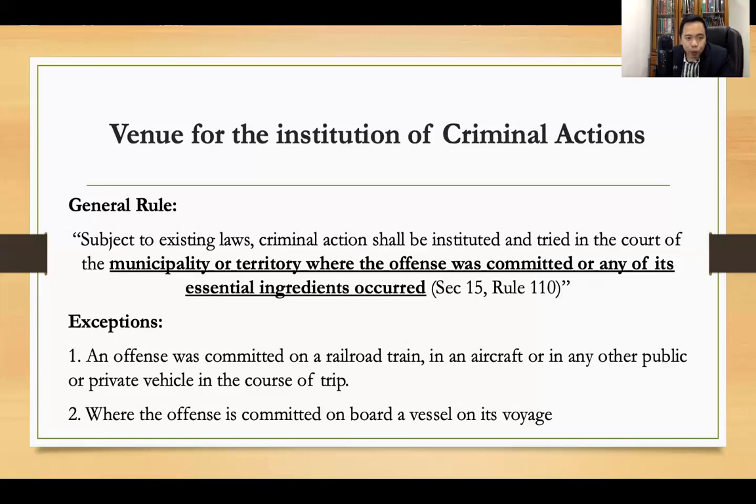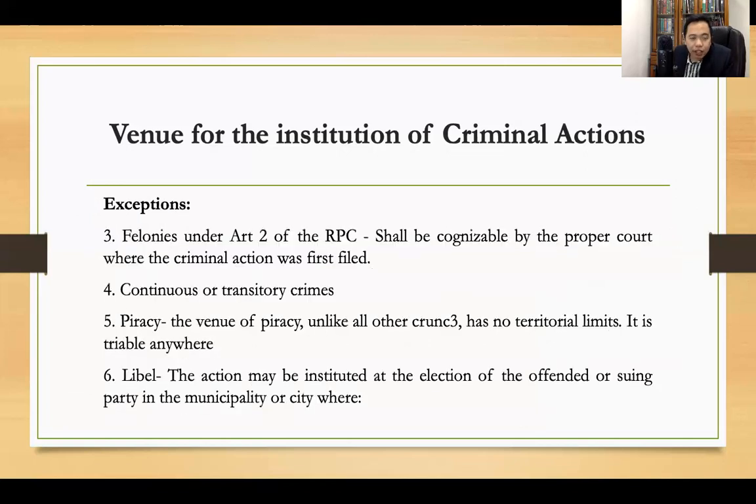Okay. Number two, where the offense is committed on board a vessel on its voyage. Three, felonies under Article 2 of the Revised Penal Code. You remember, class, Article 2? Okay, Article 2 covers the extraterritorial application of the Revised Penal Code. It shall be cognizable by the proper court where the criminal action was first filed. Naalala niyo, class, yung Article 2? These are offenses committed abroad, but still you can file the complaint before the Philippine courts.